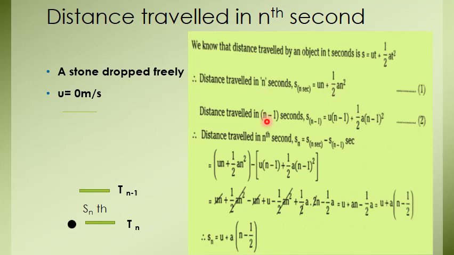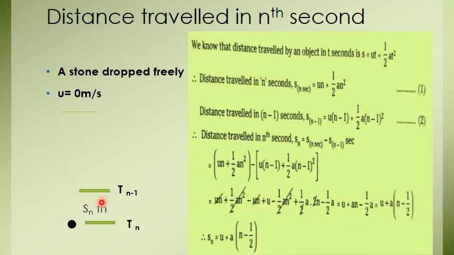The same way, n minus 1, that is 1 second before, that is n minus 1 seconds. So instead of t, write down n minus 1. So u into n minus 1 plus half into a into n minus 1 whole square. Okay, but what is the distance we have to calculate?